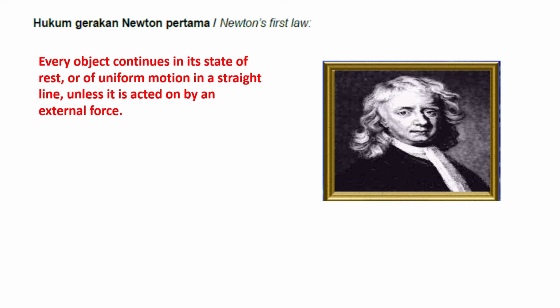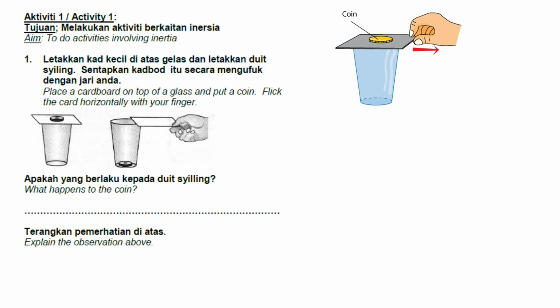What does it mean here? If an object is moving in a straight line, it will continue moving in a straight line unless you give an external force to the object. That is the first law of Newton. If the body is at rest, it will continue to be at rest unless you give an external force for the object to move. Before we answer this question, I would like you to see this video first.